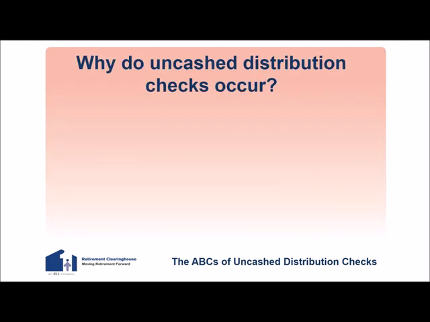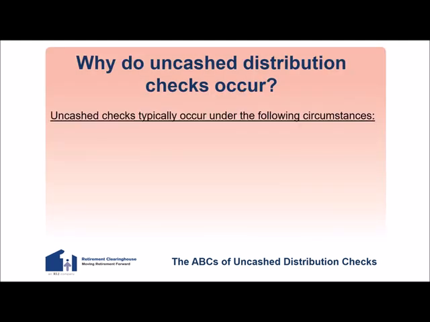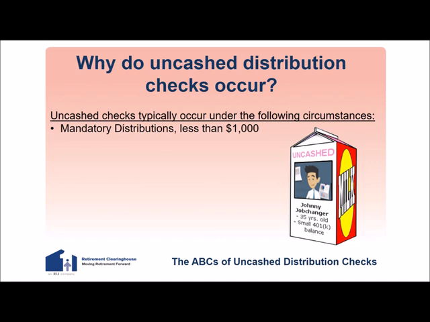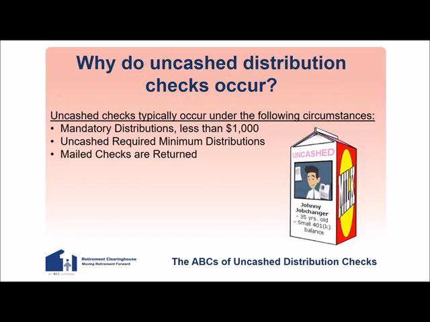Why do uncashed distribution checks occur? Uncashed or stale-dated checks typically occur under the following circumstances. Mandatory distributions less than $1,000. When plans cash out participants with balances of less than $1,000, it's common for these checks to go uncashed. Uncashed plan distributions. Participants request distributions at their normal retirement age or required minimum distributions at age 70 and a half, yet they never cash their checks.